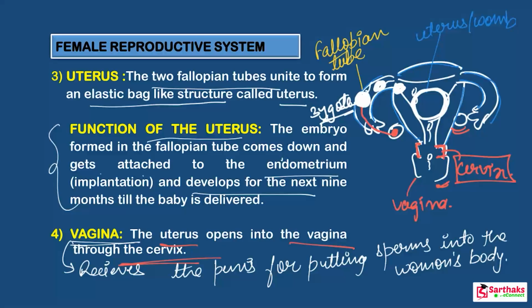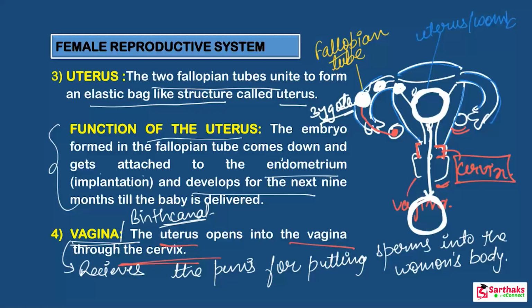What you observe here is that the vagina is a tubular structure. Another name of the vagina is the birth canal. Why do we call it the birth canal? Because when the baby is completely developed here, the baby comes out via the vagina. That is why the vagina is known as the birth canal, because it is through this passage that the baby is born after the completion of development inside the uterus of the mother.